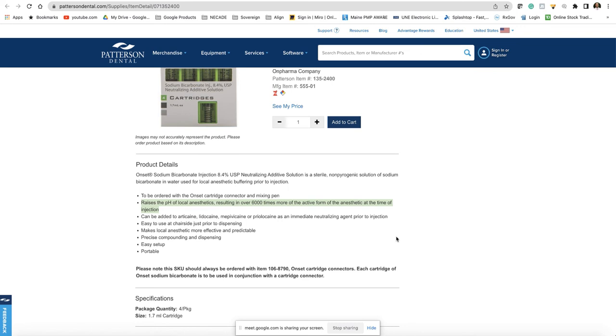It takes me forever to fully understand this, but the free base is the one that's going to penetrate through the phospholipid bilayer to penetrate the nerve and cause anesthesia. So you have a lot more of that when you have sodium bicarbonate on board. In addition, it stings a lot less. When you put things of equal pH in, you have a lot less patient perception of it.